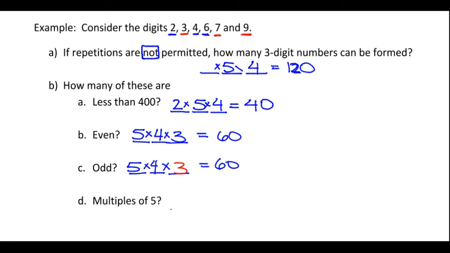Lastly, how many numbers can I make that are multiples of 5? Well, we can tell that a number is divisible by 5 if it ends in a 0 or a 5. And since there are no 0s or 5s in this collection of digits, there are 0 possibilities for the last number. So again, it doesn't even matter what these first 2 digits could be, because when I multiply by 0, I end up with 0. So there are no possibilities for multiples of 5 from this collection of numbers.